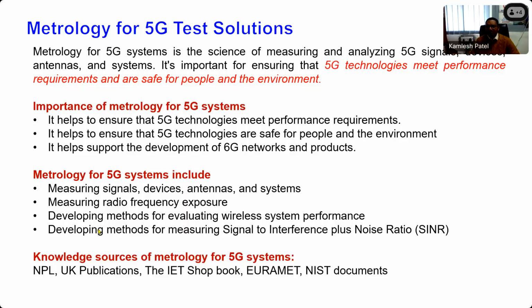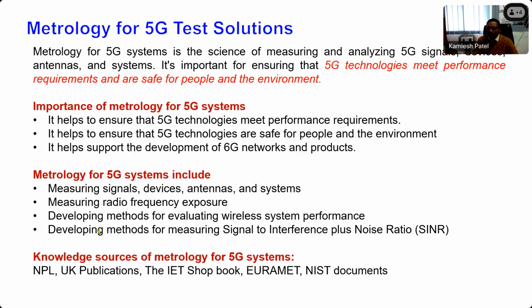So what is the metrology for the 5G system? This includes measuring signals, devices, antennas, and systems. It also includes measuring radio frequency exposure. Very few people talk about radio frequency exposure to humans, plants, and animals. 5G systems work in different frequency ranges, so we need a sufficient amount of data to check the radio frequency exposure. This is also part of the metrology for 5G systems.